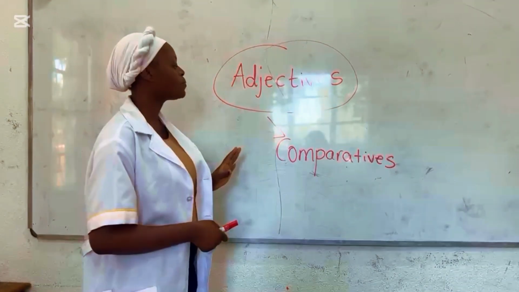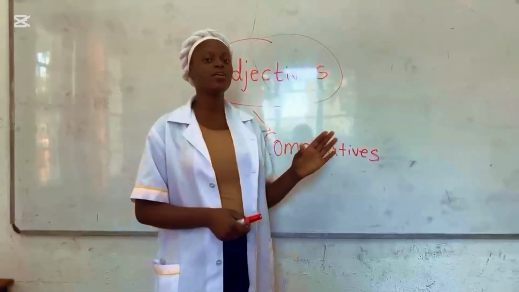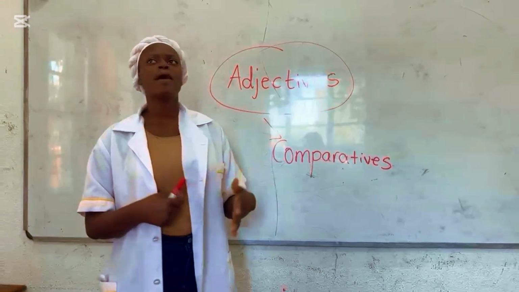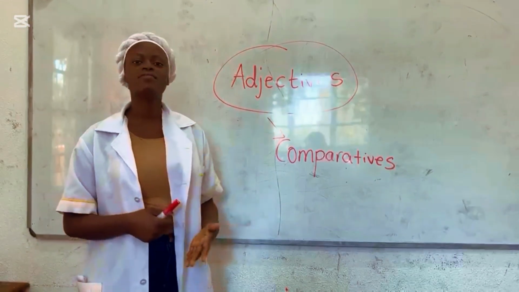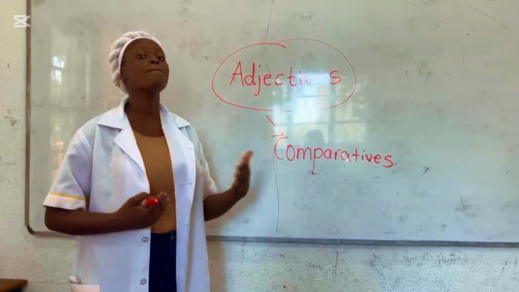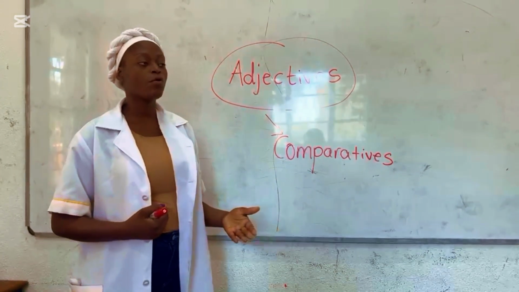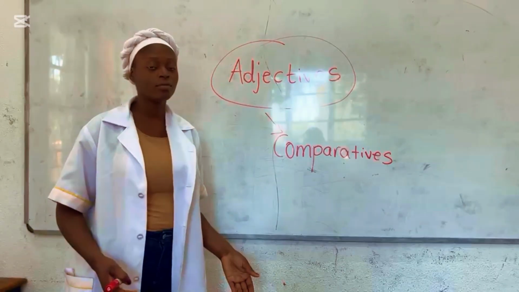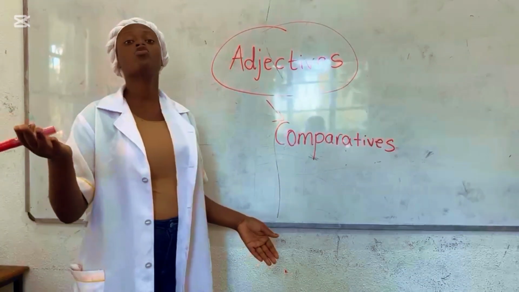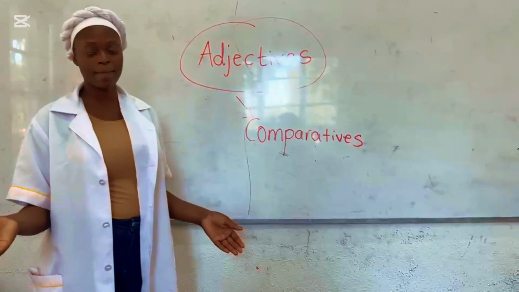So what is our topic? Our topic would be comparatives. Okay? What is comparatives? Comparatives comes from the word compare. We are going to compare things, we are going to compare people, we are going to compare places, right? And we're also going to compare animals, okay?